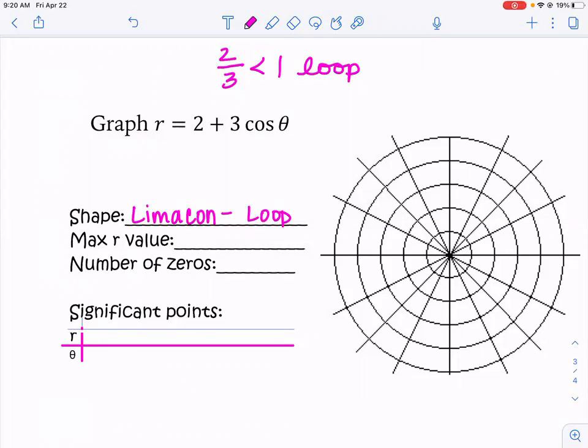Our max R value. Isaac, what would we say that is? Yeah, 5. We take A and B and we add them together. Okay, we have done the hardest part. Can you believe that? Any Limaçon that you graph, you are going to plug in 0, pi over 2, pi, 3 pi over 2, and then back to 2 pi. Every time you have a Limaçon, you are going to plug in those numbers.